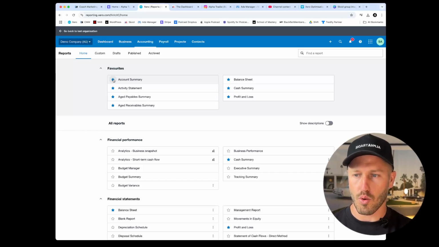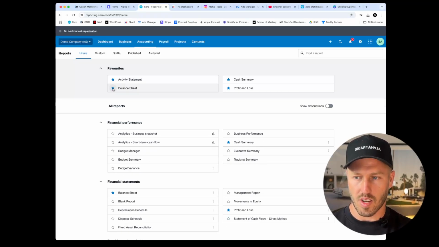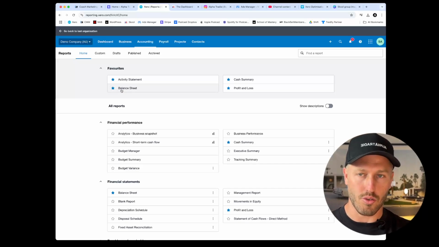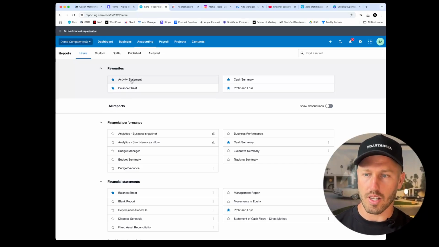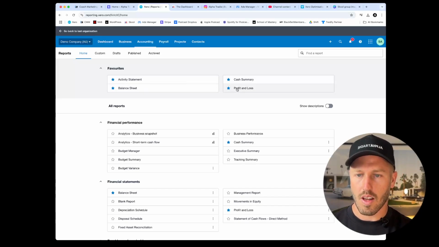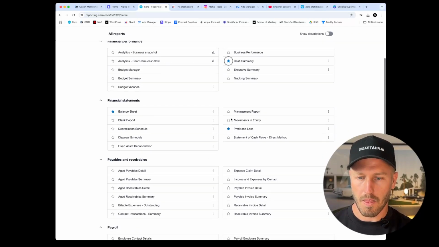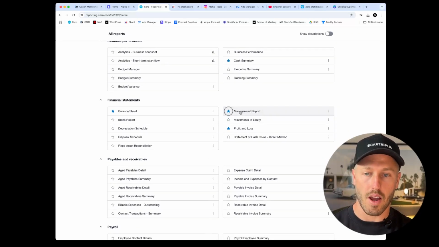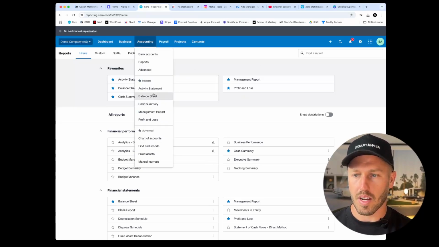So firstly, we're going to remove some of the reports that we don't need as our favorites. We're going to remove the account summary, the aged payables summary, and the aged receivables summary. We just don't need to look at those so frequently. However, we absolutely do need to see our activity statement, our profit and loss, our cash summary, and our balance sheet. Now, if your cash summary hasn't been selected, it's just down here. And also we're going to add in my favorite report, which is our management report. So we get the 5 of these. These then become our favorite reports and they're there in alphabetical order.